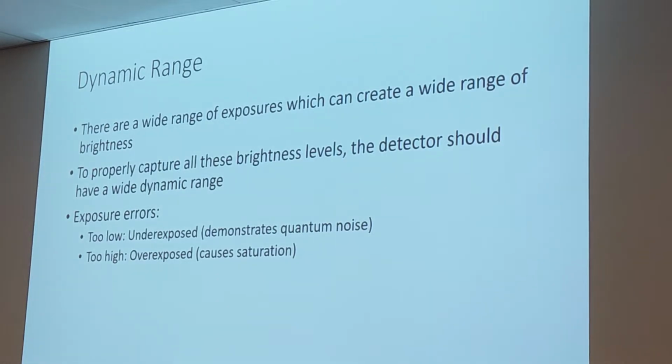With film screen, you can't go very far from that perfect exposure before you get too black or too white. But on digital imaging, you have many more options for exposures before you end up too black or too white. It's a wider dynamic range. You can capture a bigger variety of brightness levels.